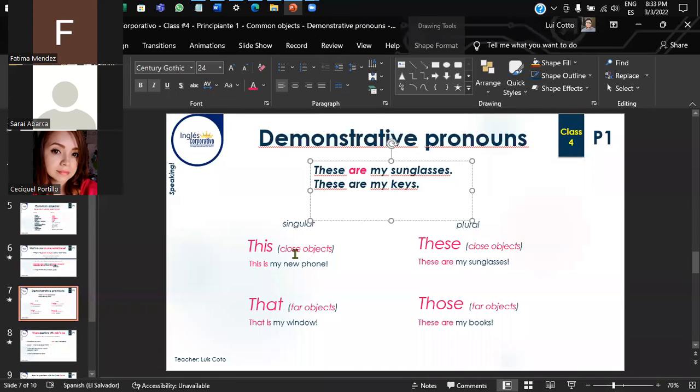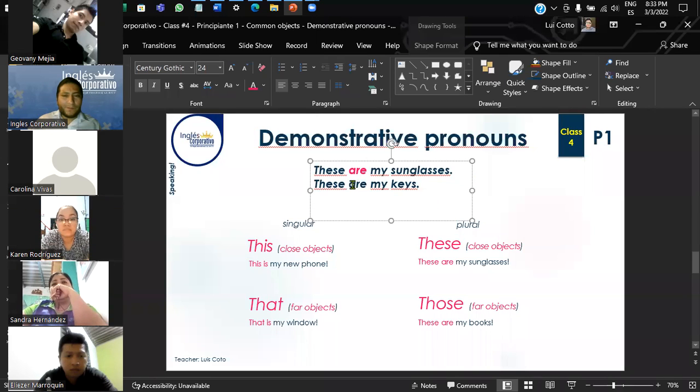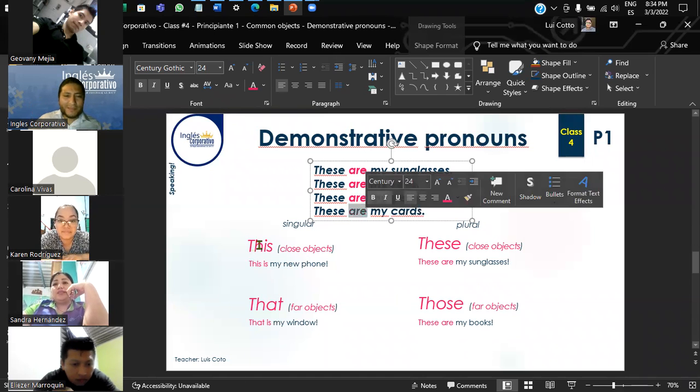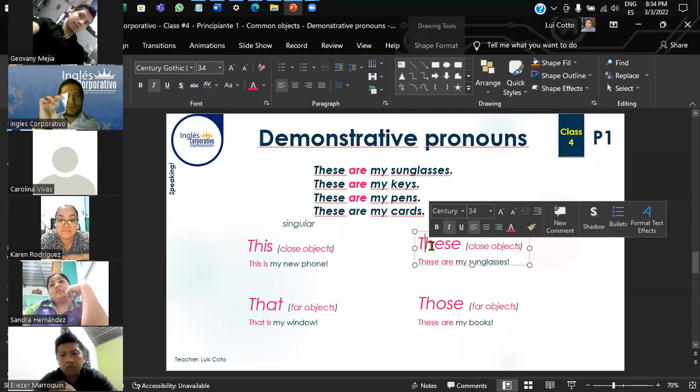Okay, very good. Another example, guys, with these. Remember, it's plural, verb to be in plural. Another example. These are my pens. Okay, my pens. Very good. That is correct. Karen, one example, maybe. These are my cards, but I don't see them. Okay, that's it. My cards. Very good. If you are going to say this in singular or this in plural, you need to touch the object. Yes? You need to touch it.